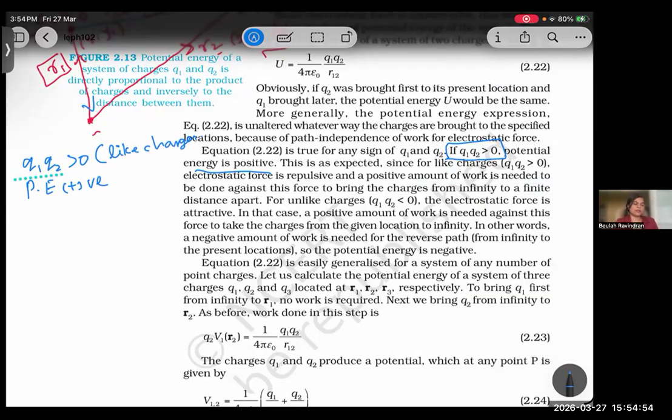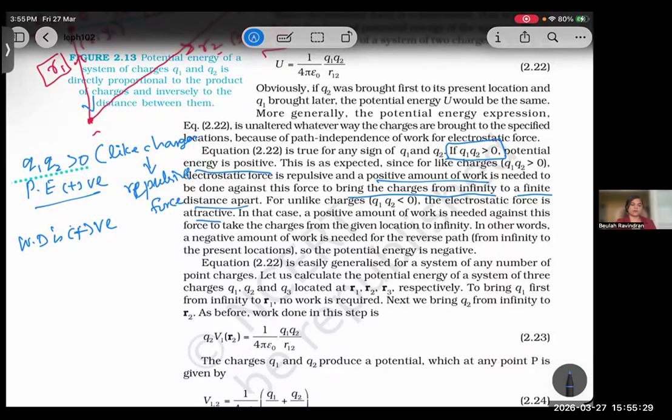Okay. So electrostatic force is repulsive. So repulsive force. Okay. And then here what will happen? Work done is negative. No, positive, right? For force greater than 0, the amount of work done is positive. So it brings the charges, you can write now, from infinity to a finite distance apart.